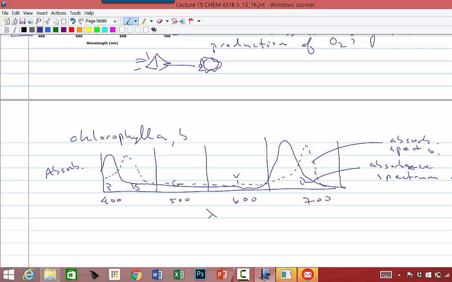Now let me ask you guys a question. The stroma, is that inside the thylakoids or outside the thylakoids? Outside. That's outside the thylakoids. Very good. Okay, so those protons then get transferred across the thylakoid membrane, and they get placed into the thylakoid lumen. Okay?